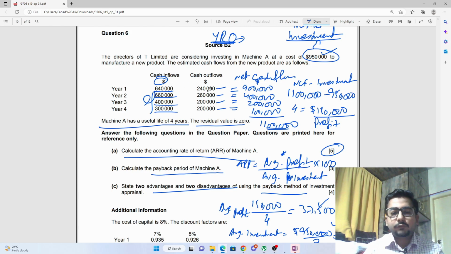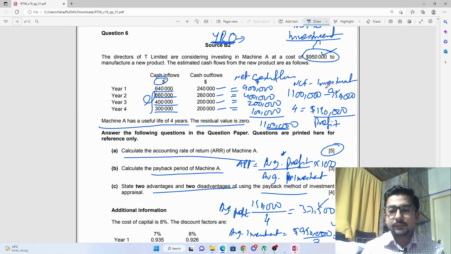Cash inflows minus cash outflows: 6,40,000 minus 2,40,000 will give me $4 lakh. Again in the second year and third year, $400,000 minus 2 lakh will give me $2 lakh, and in the last year 3 lakh minus 2 lakh will give me 1 lakh. Net cash flows in total become $11 lakh.